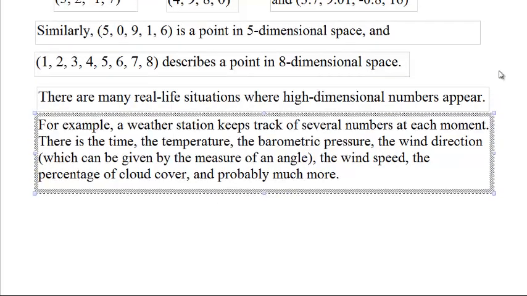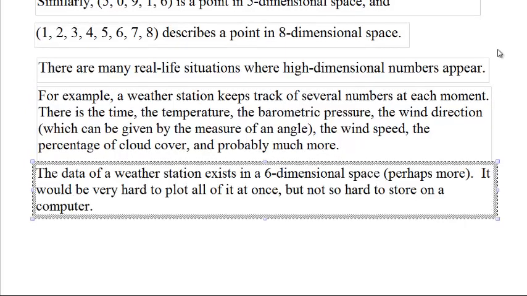For example, a weather station keeps track of several numbers at each moment. It keeps track of the time, the temperature, the barometric pressure, the wind direction. I guess they usually say that 0 degrees is due north and 90 degrees is due east, so giving a number from 0 to 360 gives you the direction of the wind, the wind speed, the percentage of cloud cover, and probably a lot more things that I don't know about. In any case, the data of a weather station exists in six or more dimensional space.